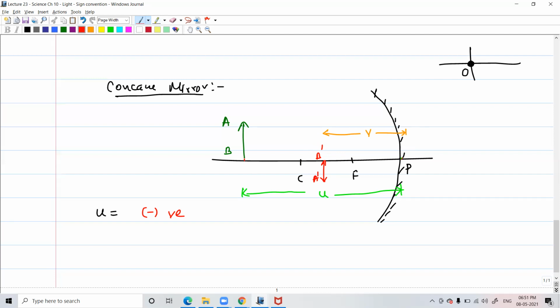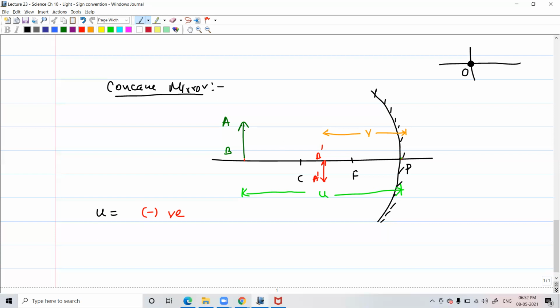Sir, in this image, V will also be negative only. Yes, of course it will be, because it is also to the left of the pole. Then, if the object is between focus and pole and its image is on the right side, then V will be positive. Yes, very good. Exactly, it will happen. Okay.